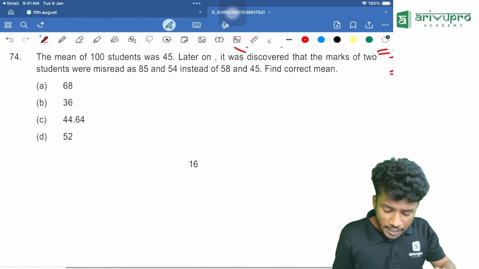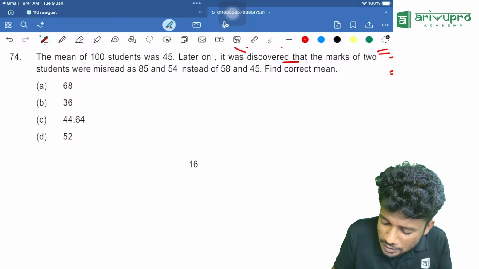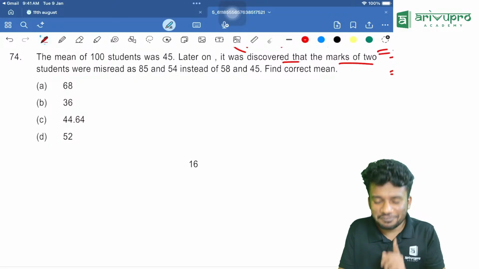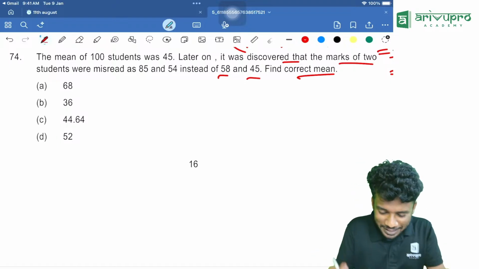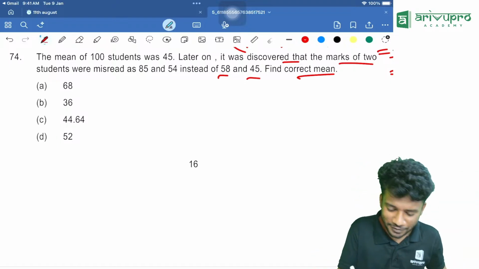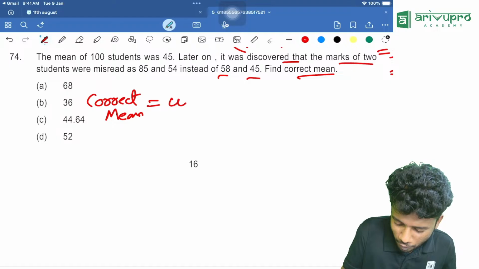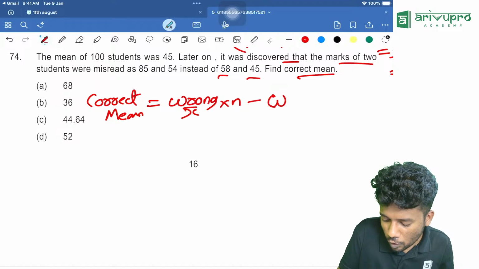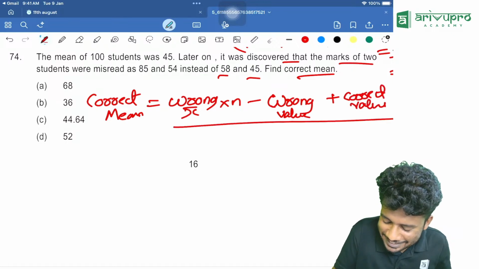Yes. Next question. The mean of 100 students was 45. Later it was discovered that marks of 2 students were misread as 85 and 54 instead of 58 and 45. Find the correct mean. People, I already told you the formula for finding the corrected mean. The correct mean is equal to wrong x bar into n, minus the wrong values, plus the correct values, the entire thing divided by n.